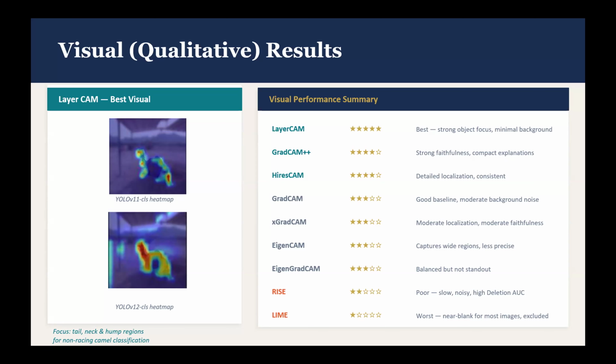Yes. And we also need to determine as researchers whether our model is using the background as reference to decide whether this object is or is not. We would like to make sure the model does not use the background as reference. We want to focus only on the object.